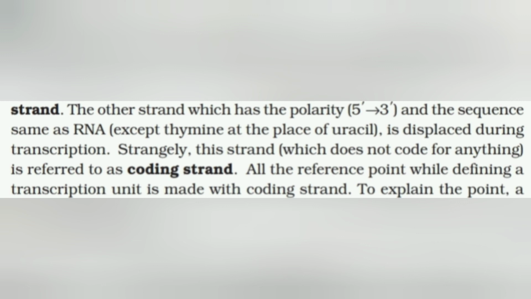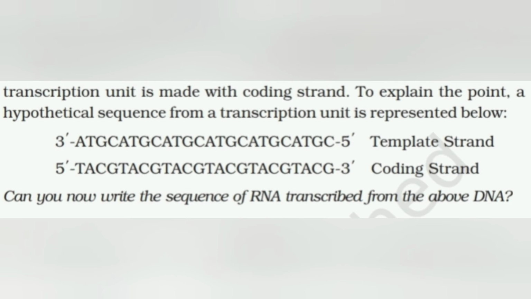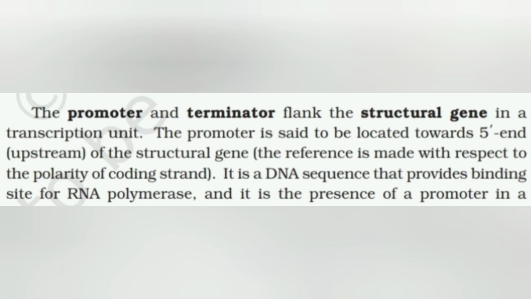To explain the point, a hypothetical sequence from a transcription unit is represented here. See, the template strand has AT, GC, AT, GC, AT, GC. The coding strand will have TACG, TACG, TACG. Now, what will be the sequence of the RNA transcribed from the above DNA? It will be transcribed from the template strand, so it will have UACG, UACG.